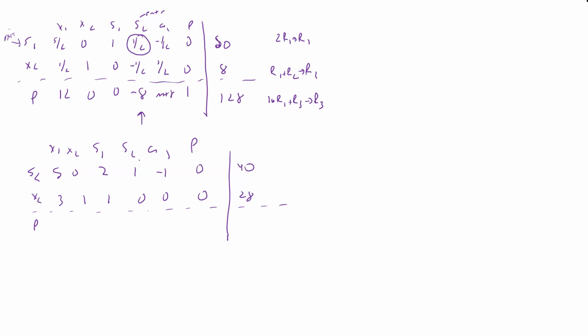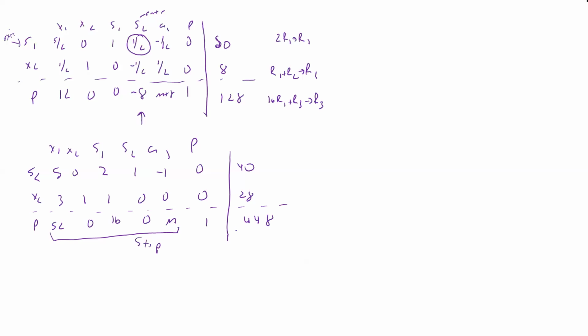16 times row 1, 8, 40. 40 plus 12 is 52. Okay, 52. I was getting all confused here. 0, and then 16, and then 0, and then M, and then 1, and then 448. Okay, so this is all positive, so we can stop.